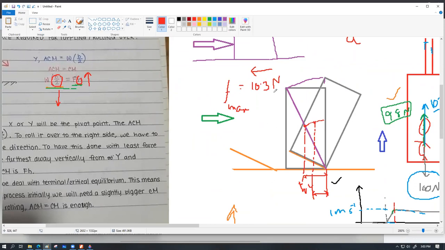which means the amount of force that you will have to apply onto this object exactly at this level, as we slowly go forward, you'd have to apply less and less and less force. Do you understand my point?